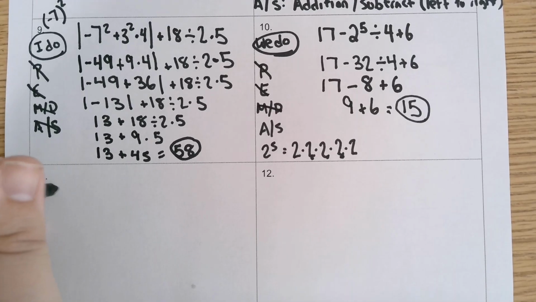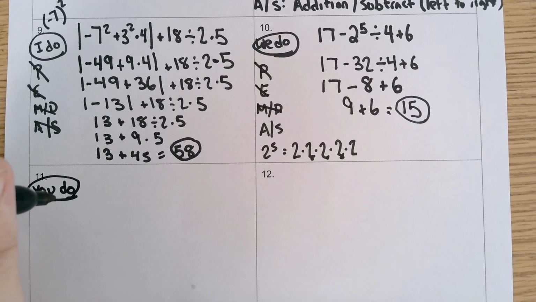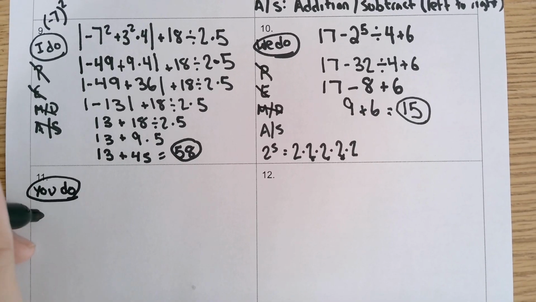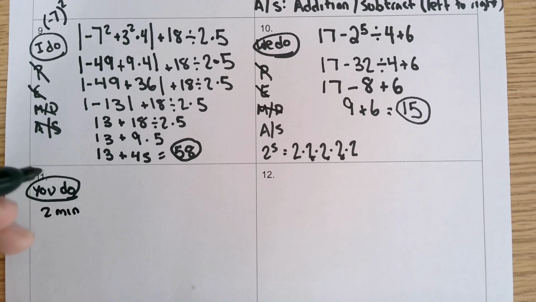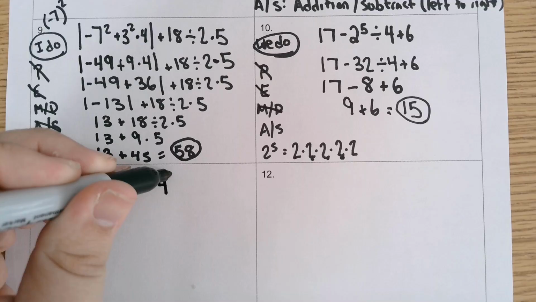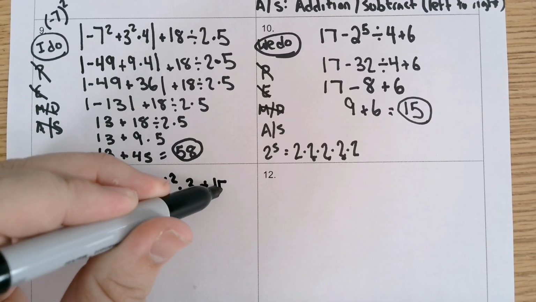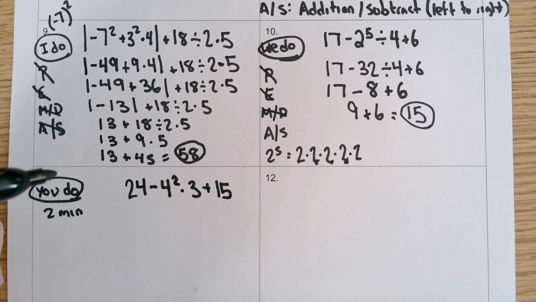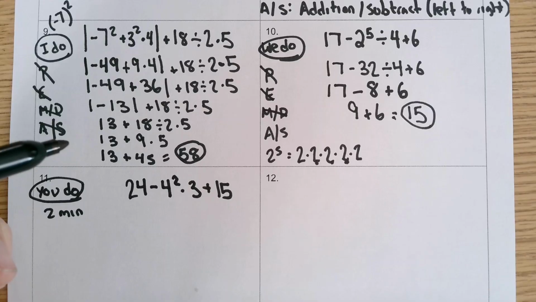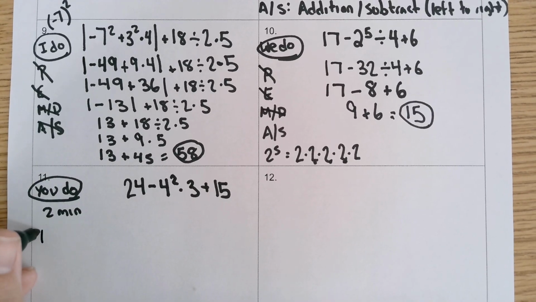Now let's go on to what our you-do was. For this you-do, I gave 2 minutes for you to solve this problem. 24 minus 4 to the 2nd power times 3 plus 15. So at this point, pause the video. Try to take 2 minutes. Set yourself a timer for 2 minutes on your phone. You know you have a timer on your phone. And go ahead and work on it.